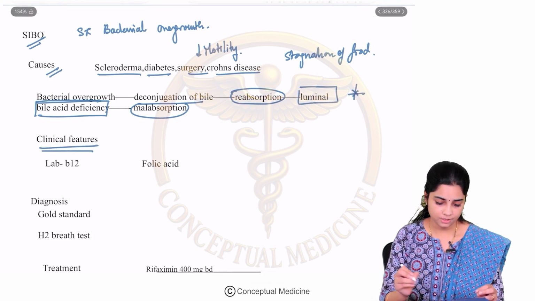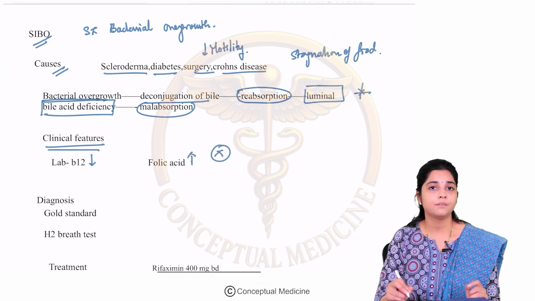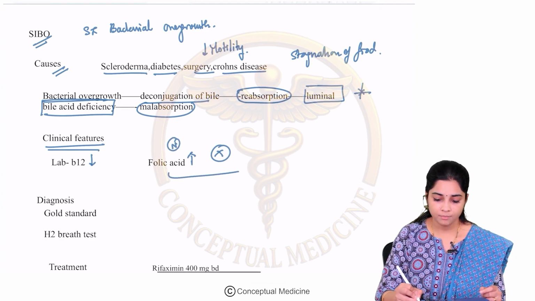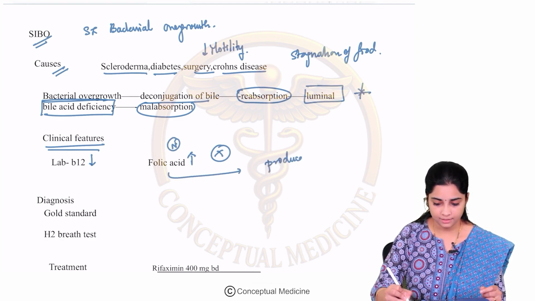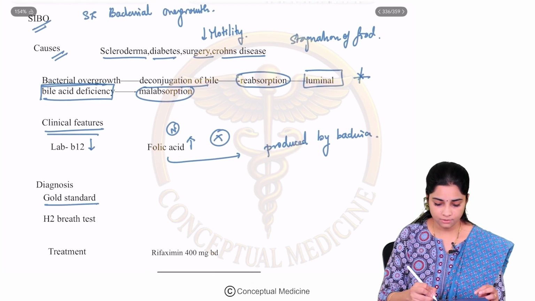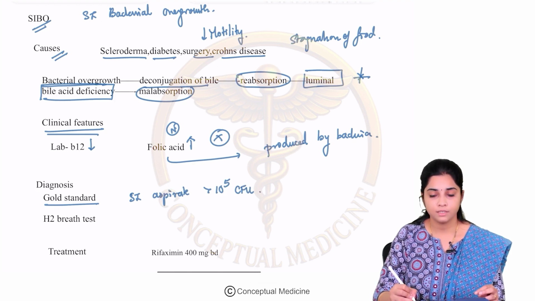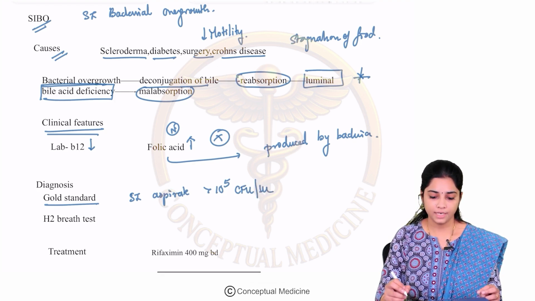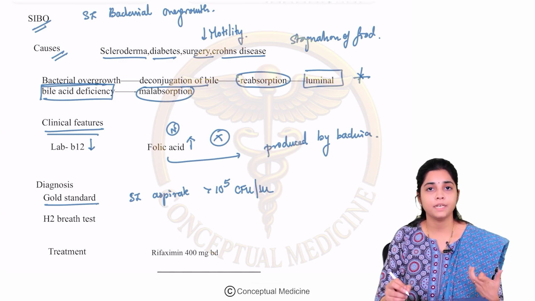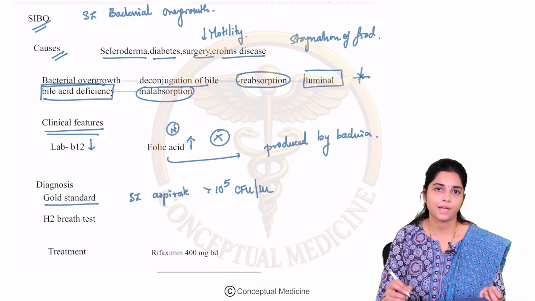So what are the clinical features? There is B12 deficiency, but there is no folic acid deficiency. The B12 levels are low, but the folate levels are normal. Why? Because folic acid is produced by these bacteria. The gold standard diagnosis is when you take a small intestinal aspirate and the bacterial count is more than 10 power 5 colony forming units per milliliter of the aspirate. This is the gold standard diagnosis for small intestinal bacterial overgrowth.